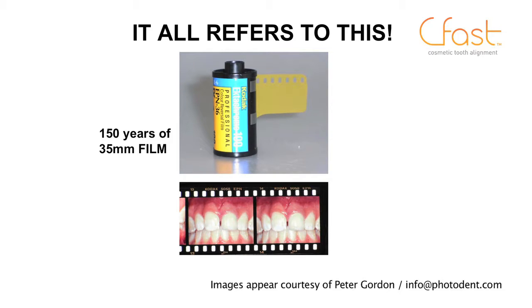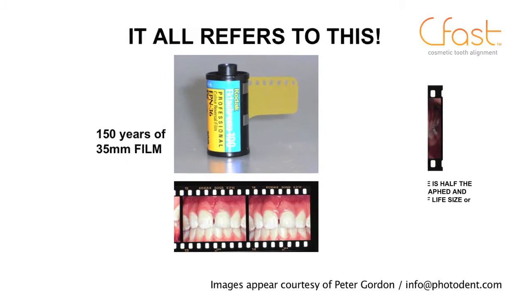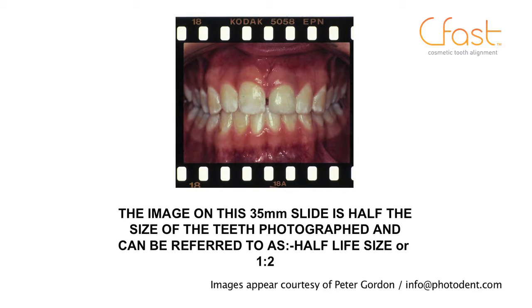And what we see here is a negative is a true life-size image. So what you see on the negative is exactly what you'll see in the flesh, and that is referred to as a 1-to-1 view. So this image is half the size of the teeth photographed and can be referred to as a 1-to-2 view. And the main views that we're going to be looking at are 1-to-2 views, and in fact a 1-to-10 view, which is a full face view. A 1-to-1 is a close-up view. We'll talk about that, but that isn't a requirement for Cfast views.